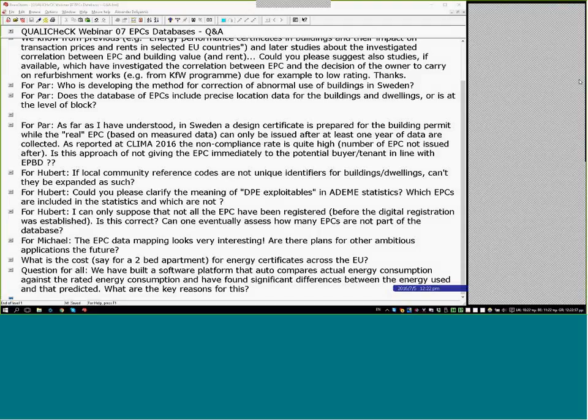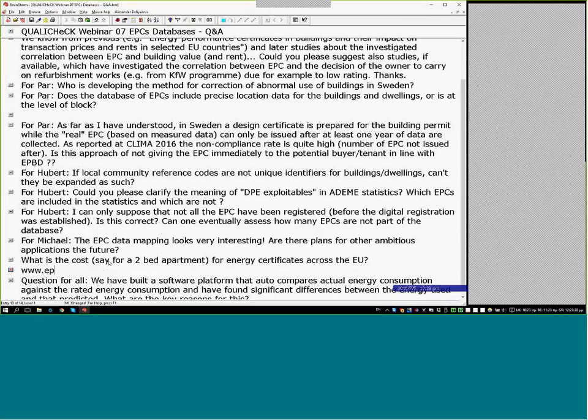I would suggest, does anybody want to answer this question? No, not really. It's difficult to answer because price levels are quite different. But there is some information in the Concerted Action 3 thematic report on certification. So I would suggest going to the website of the EPBD Concerted Action. Look under outcomes 2011 to 2015 and check for the thematic report on certification. There will be more information on that.